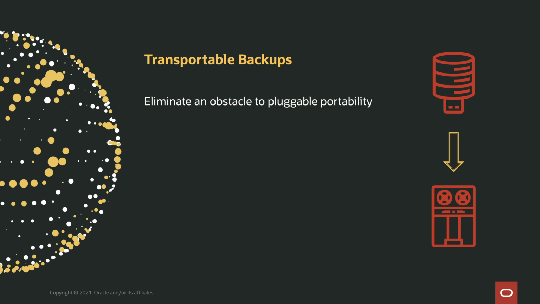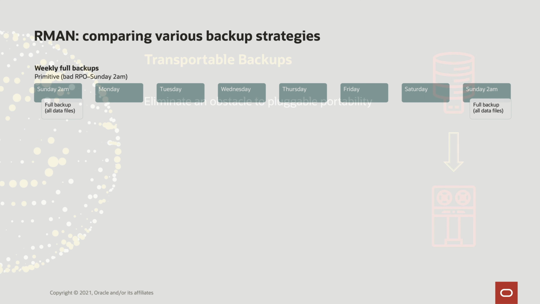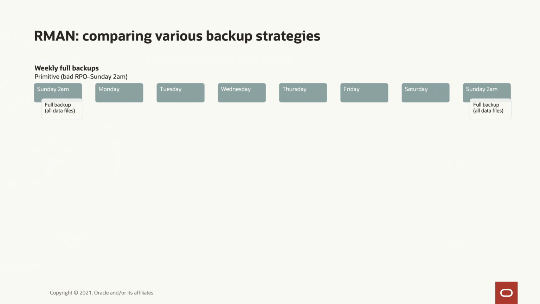Let's turn our attention now to another important enhancement: transportable backups. A sound backup strategy is, of course, a fundamental element of any high availability system. A very basic backup strategy is to take periodic full backups. Perhaps you'd do this every Sunday at 2 a.m. At least you've got a backup, but it's a pretty primitive strategy. In the event of a failure, the recovery point, RPO, would therefore be the previous Sunday at 2 a.m.